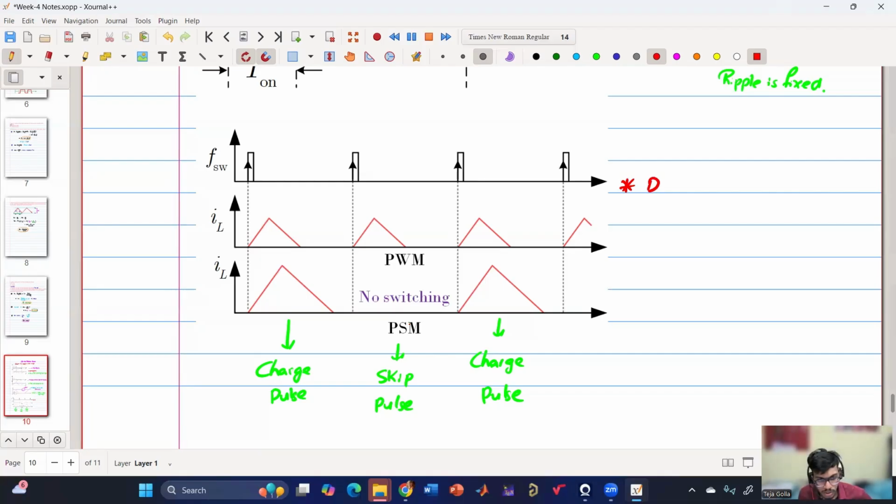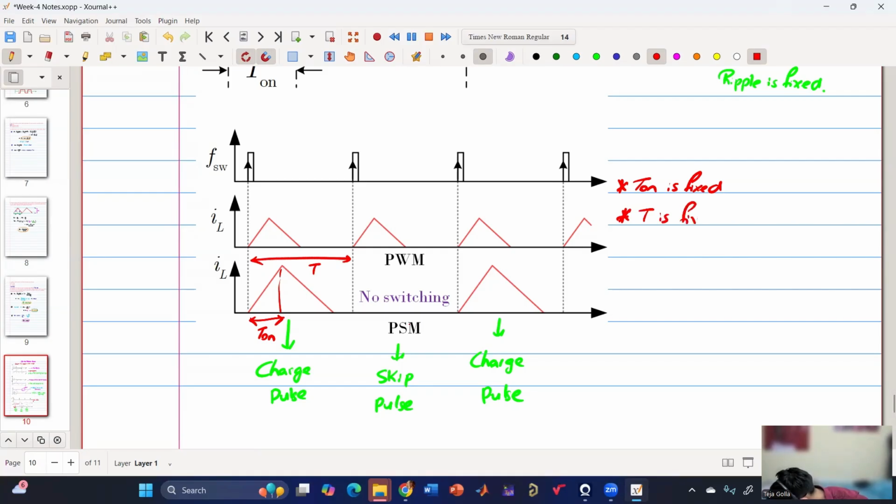When I'm talking about D, I think I should not say D. I should say the gate pulse, this T on, is fixed. So T on is basically fixed. The gate on pulse is fixed. And also the time period T is fixed.